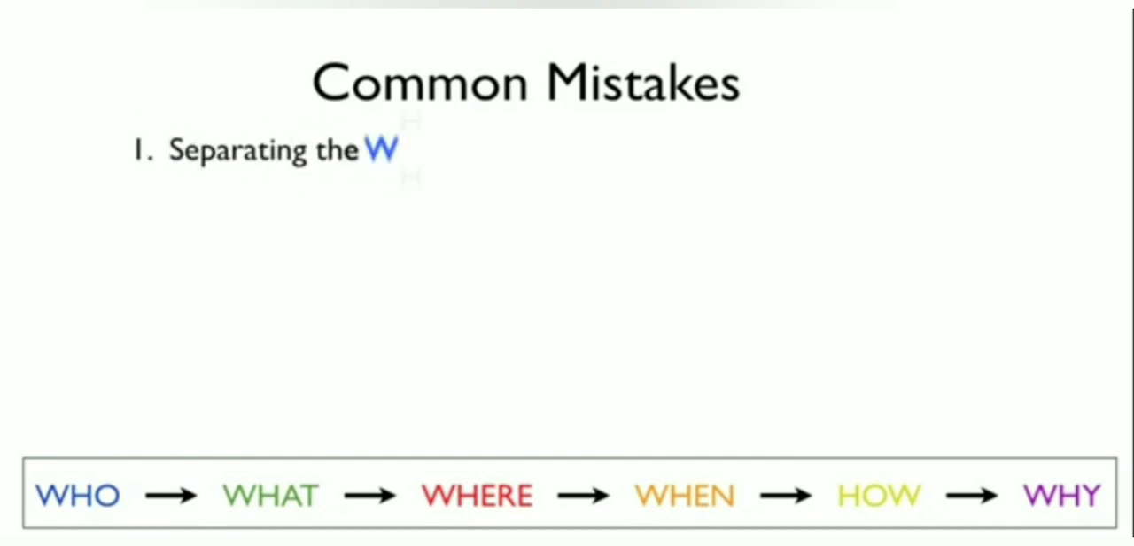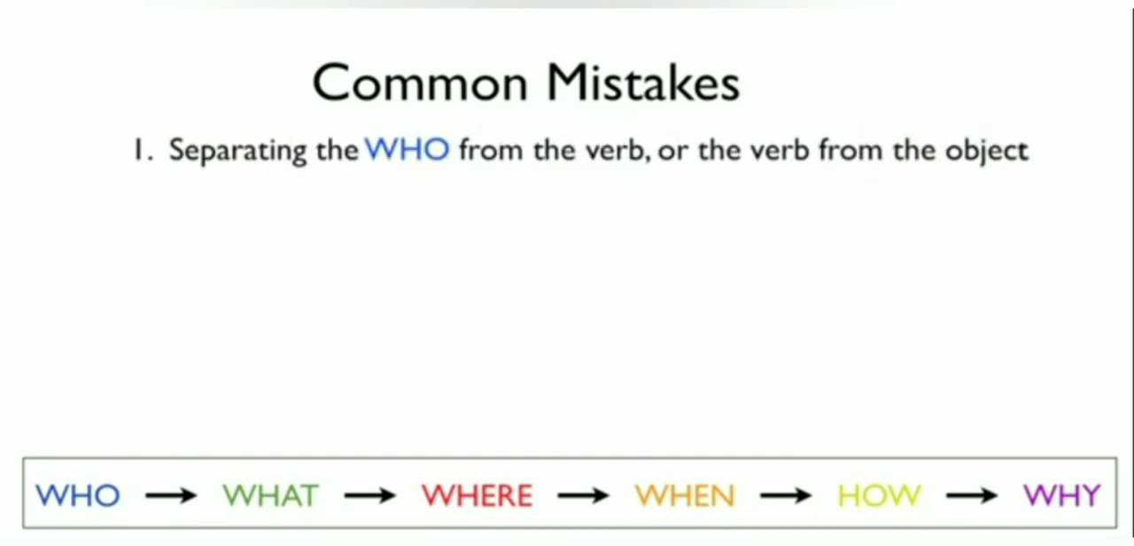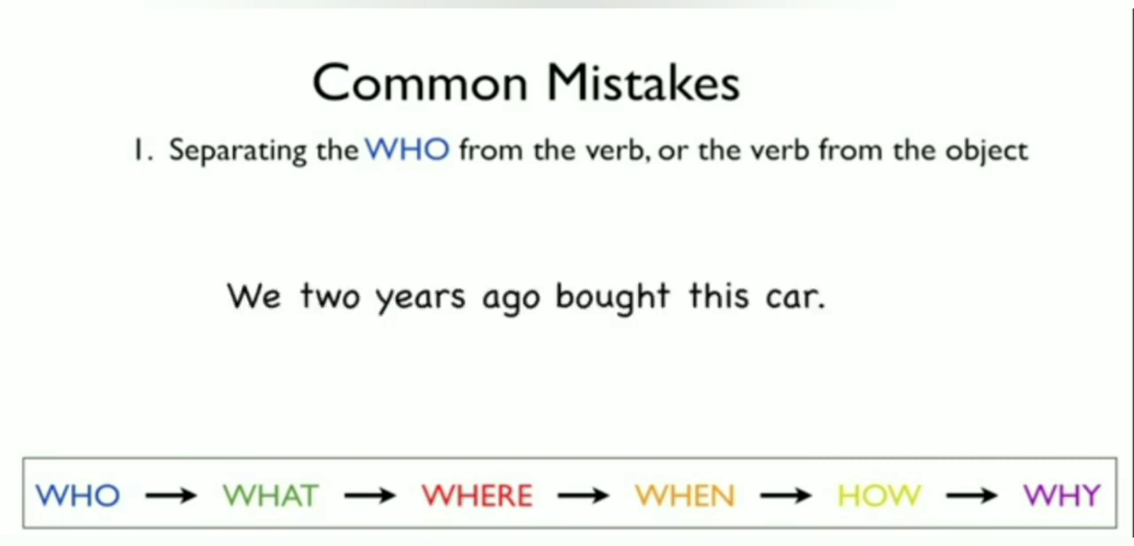Here are the common mistakes. Separating the who from the verb or the verb from the object. We 2 years ago bought this car. Instead, the sentence should be: we bought this car 2 years ago.